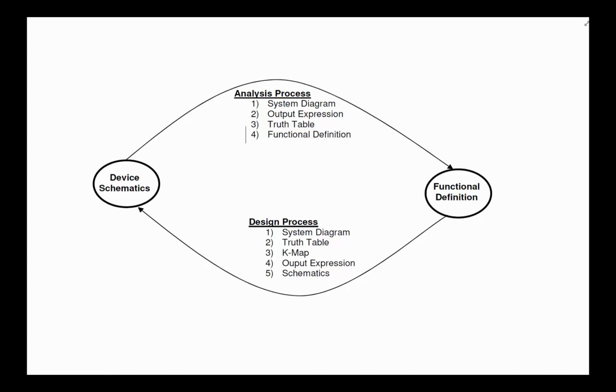And as you can see, the way this is drawn, the destinations for the design and analysis are either a functional definition or a device schematic. So somebody may give you a device. In our case, in the classroom, it would be a schematic where it shows all the connections, and then they'll ask you what is the functionality of this device. And as you move from the device schematic to the functional definition, it's called the analysis process.